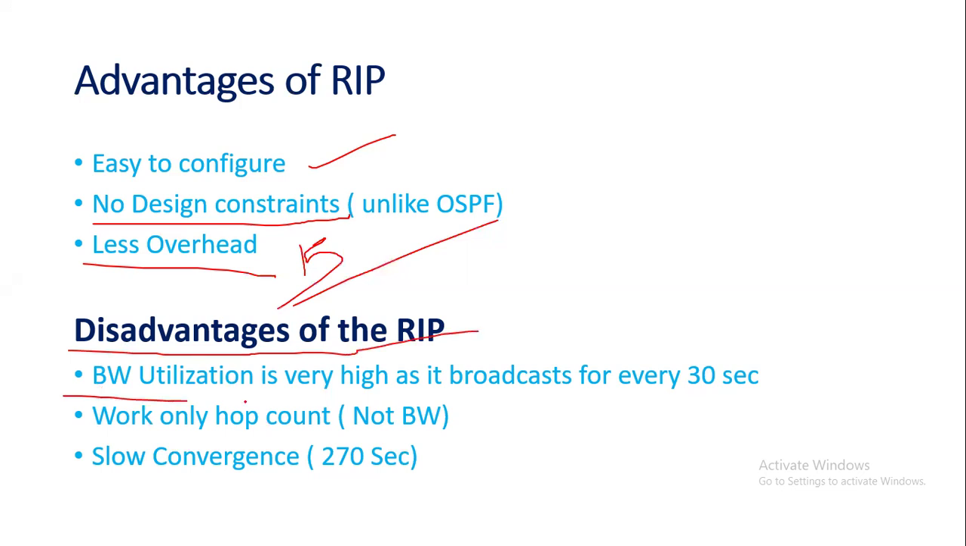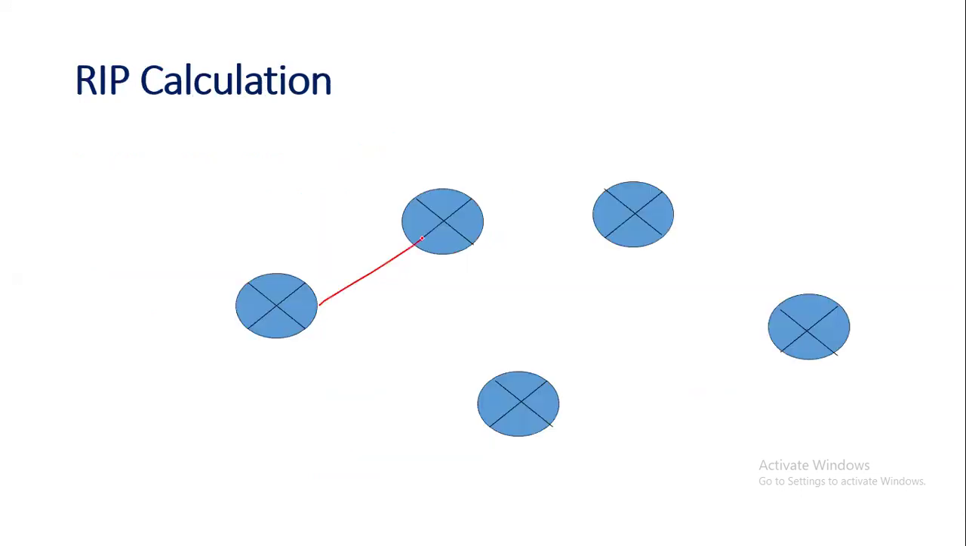The bandwidth utilization is very high because every second they are sending broadcasts to each and every router. So that's why its bandwidth utilization is too high, and it works only on hop count. That means let's take an example.